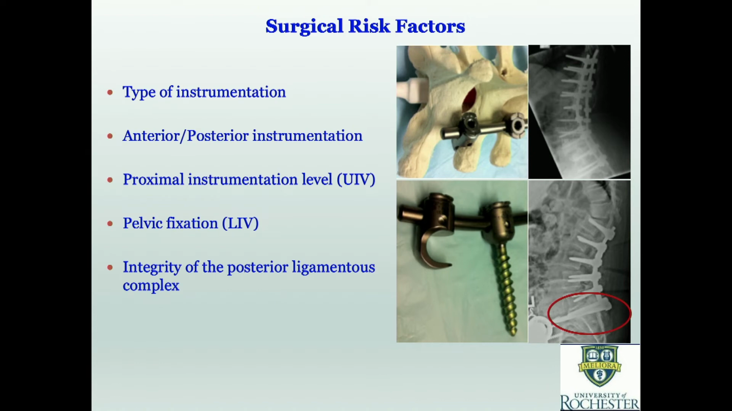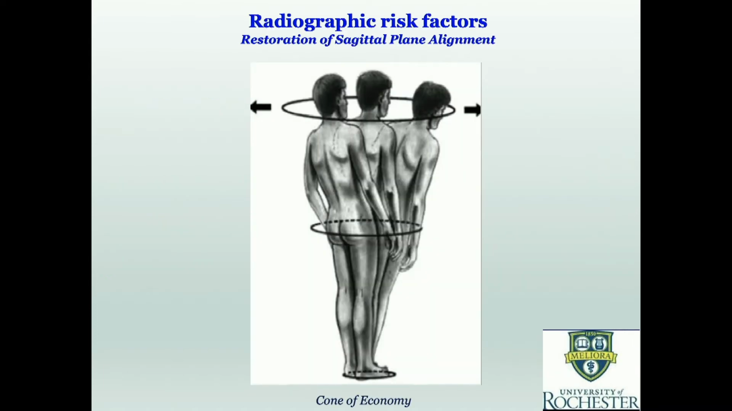And also we talked about the ligamentous complex, so compromising the integrity of the ligamentous complex. So moving on to another grouped risk factors, so radiographic risk factors. This image is an image described by, so the cone of economy was described by Dr. Jean de Beausset. So the cone of economy is that angle that's projecting from the feet and upwards.